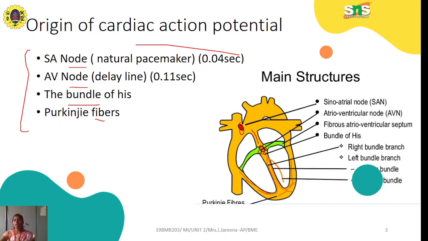Okay, and then you have the AV node. The AV node generates the impulse, and that impulse slowly marches towards the bundle of His and the Purkinje fibers. When this is happening, the ventricular muscles get excited. The heart muscle gets excited and starts to contract.